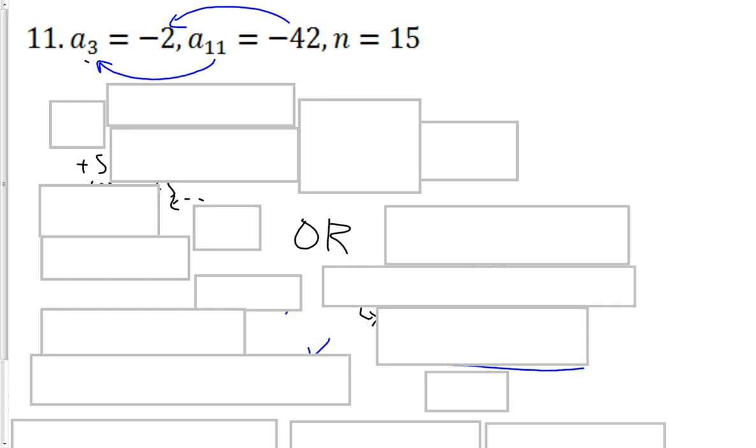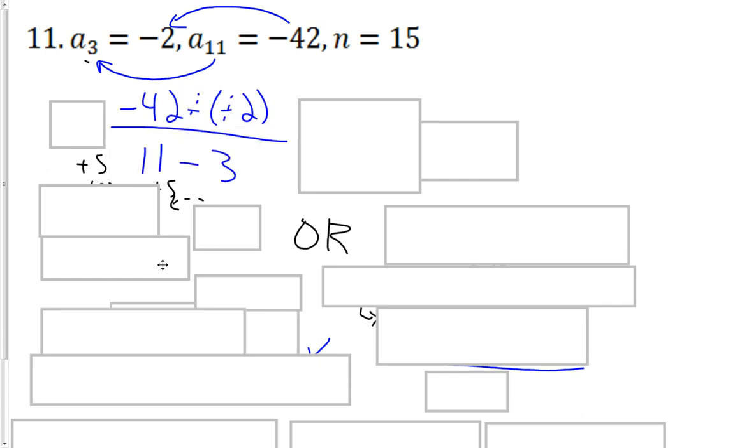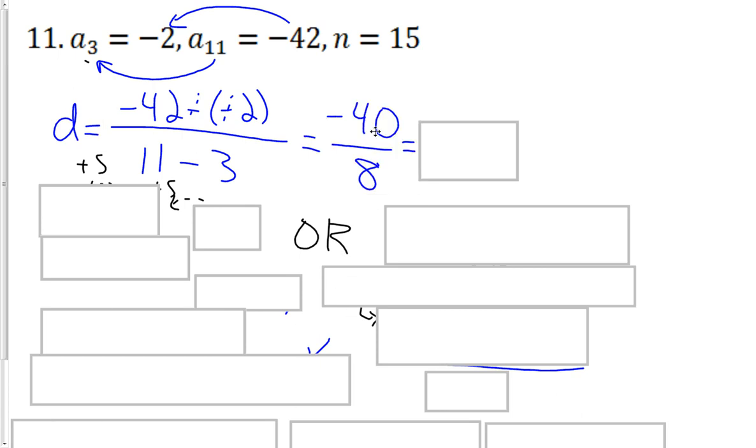Last one, kind of giving us a third term is minus 2, the 11th term is minus 42. Find the sum of the first 15 terms. So there's a couple ways to do this. How I like to do it is, again, based on what we're given, it is wise to use that slope formula, right? The common difference is negative 42 minus a negative 2 over 11 minus 3. So 8 jumps is what's happening here, and the total of the 8 jumps gives us negative 42 plus 2 is negative 40. So negative 40 for 8 jumps is really minus 5 per jump. Okay, so common difference.